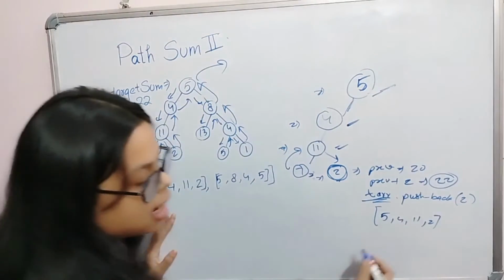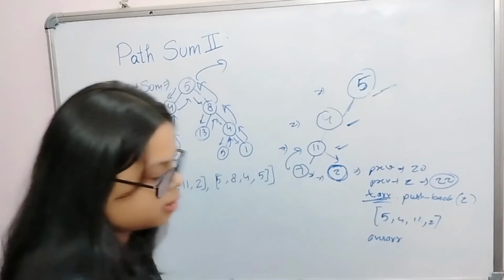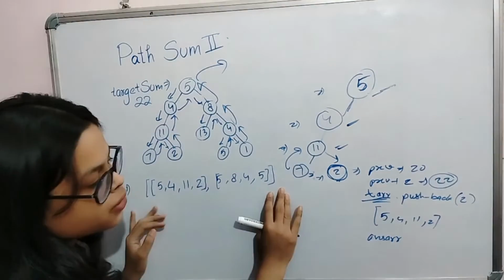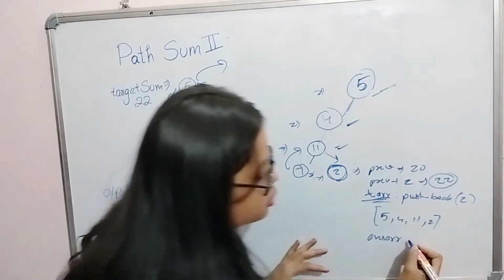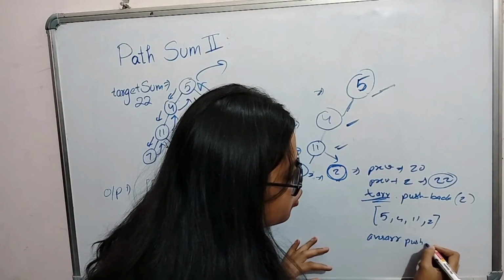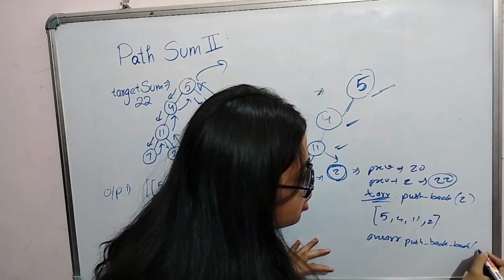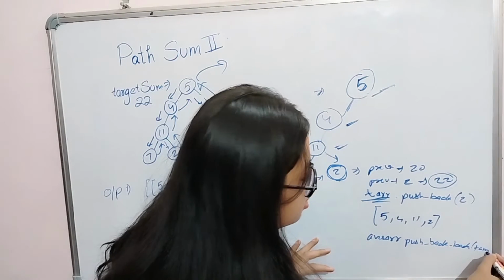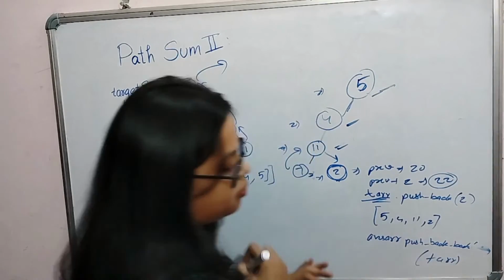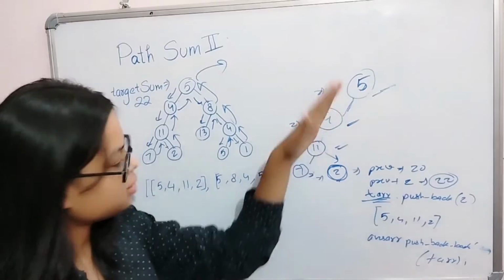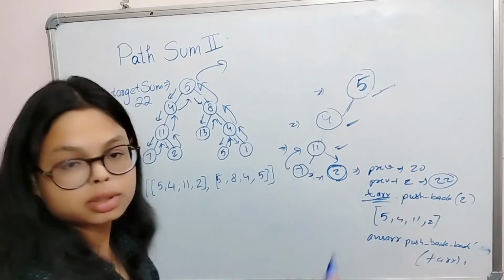Now we need this temporary array, so at 2 the temporary array will become 5, 4, 11, 2. Now this temporary array is part of an answer array. So let's say the answer array, okay, and in this answer array we will do nothing but push back the temporary array. I think this solution is pretty much clear. So let's go on to the code.